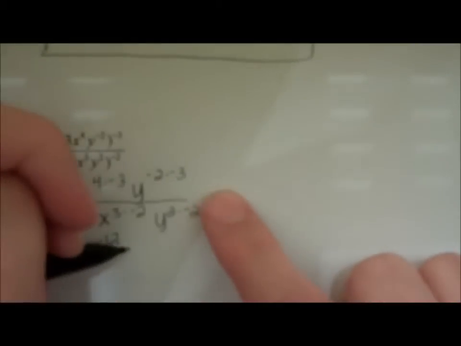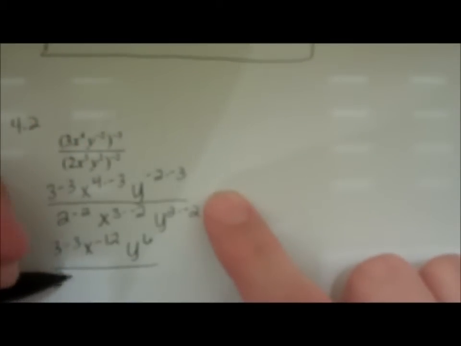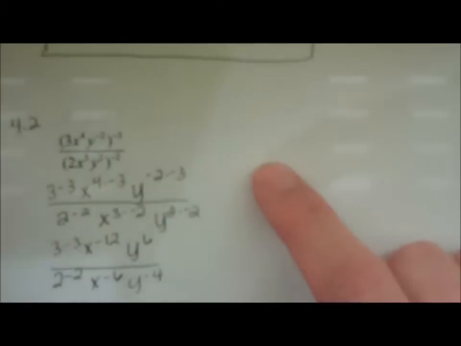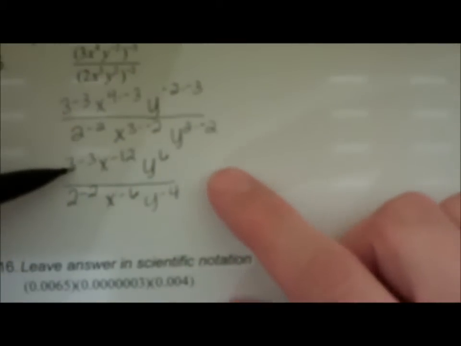Now I'm going to work this part out. So I have 3 to the negative 3, x to the negative 12, y to the positive 6, over 2 to the negative 2, x to the negative 6, and y to the negative 4. Now it's time to do some flipping. I'm going to take these negatives, move to the bottom, these negatives move to the top. So I'm going to start with this first one. This is 3 to the negative 3. So I'm going to move that to the bottom.